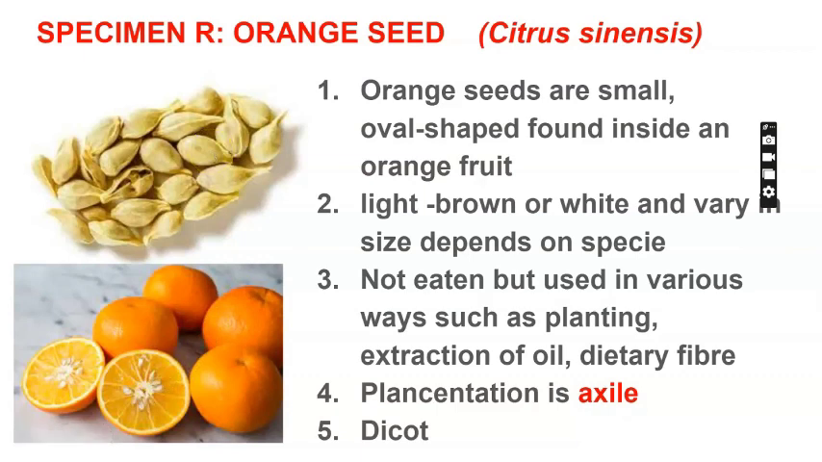Color wise, it is usually light brown or white and can vary in size depending on the species. They are not eaten, but they are used in various ways, such as planting. We put the seed in the soil and it germinates, and also we can extract oil from them. And it is a dicot.